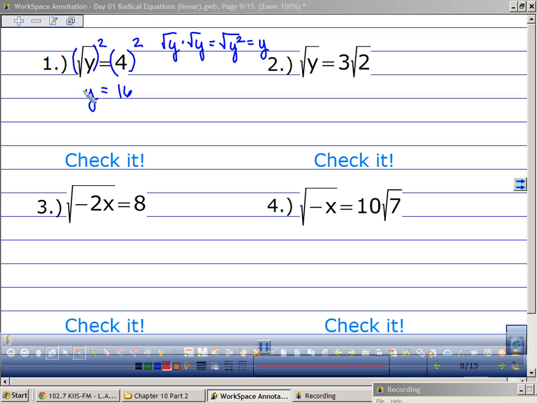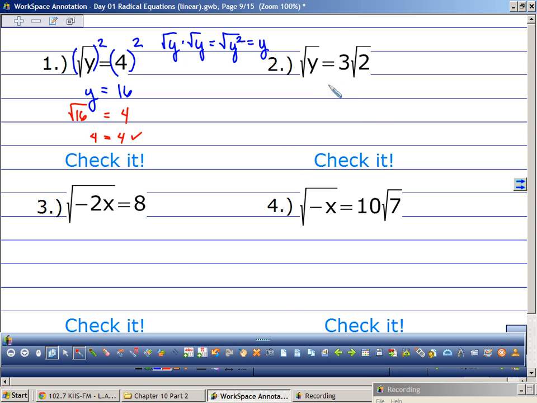All right, so when I check it, I just substitute the value back in. So if the square root of y equals 4, see how I'm substituting y back into my equation? This one's an easy one. The square root of 16 should equal 4. Is the square root of 16 4? Yes. So it checks.